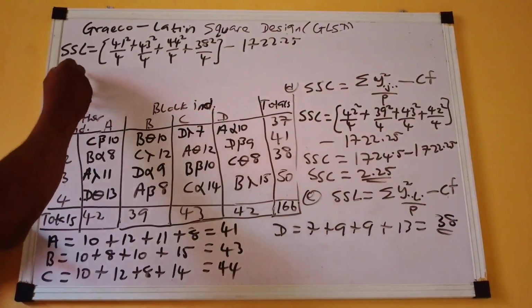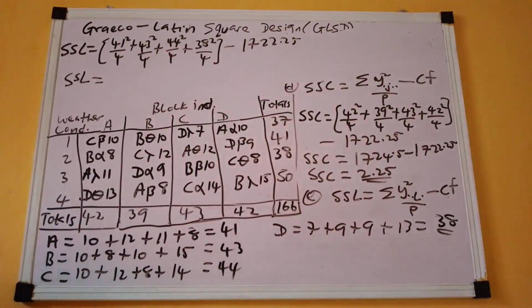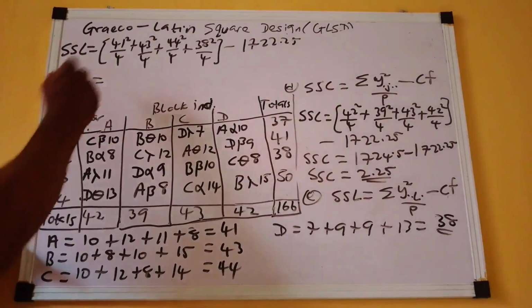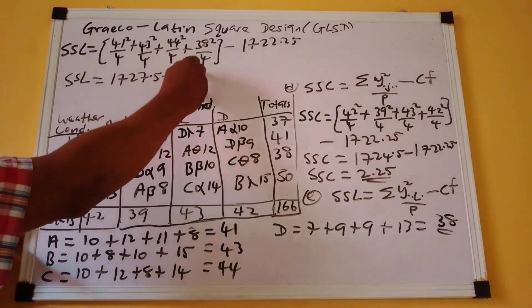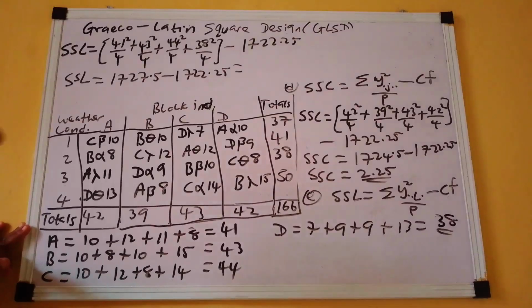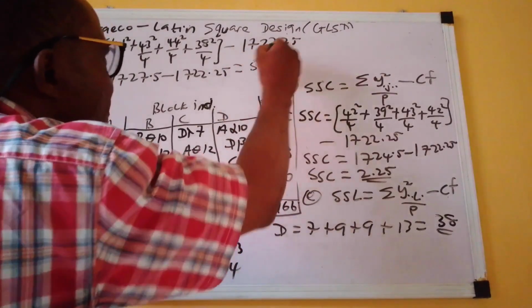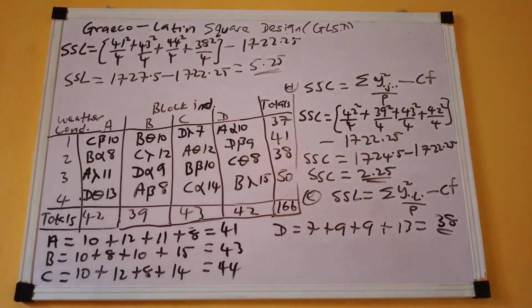So our sum of squares for the Latin letters, if you carry out this arithmetic, you are going to have 1727.5 minus 1722.25, and that will now give you the sum of squares for the Latin letters. SSL will be 5.25. That is what you are going to have. It is as simple as that.